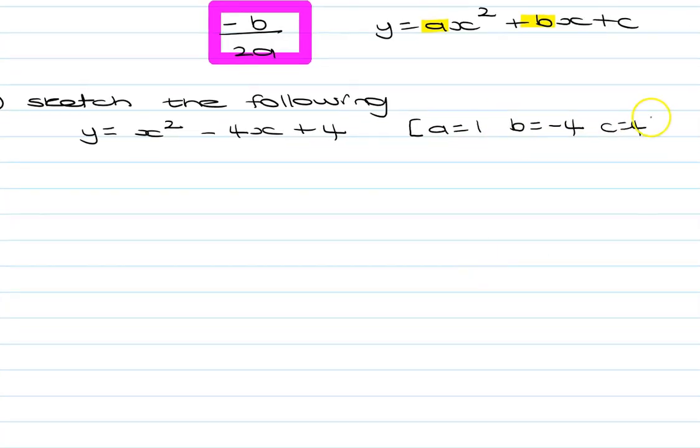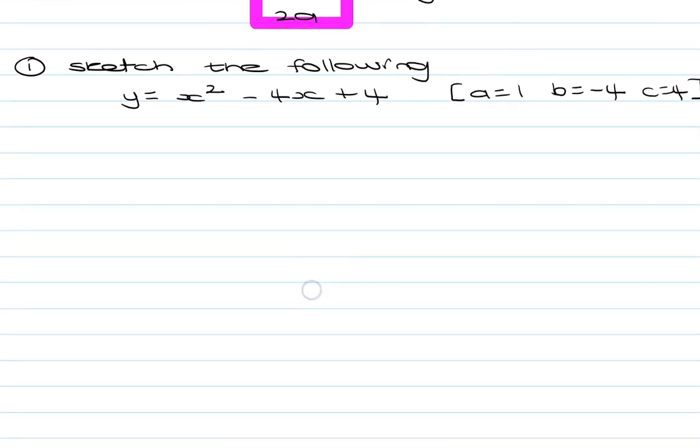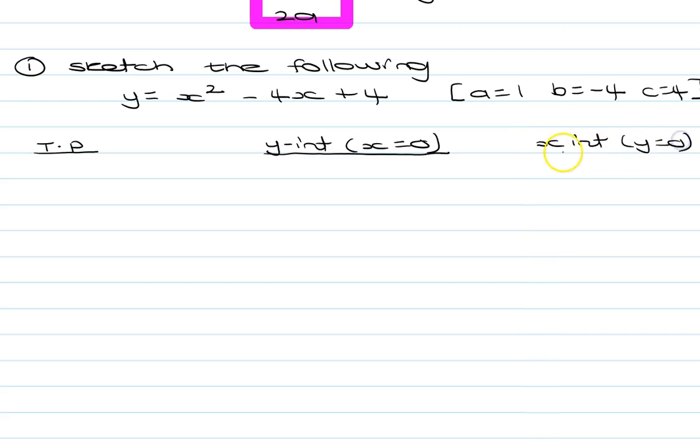Okay, now what I'm going to do is, as I have in all my other videos, if you've watched them, I like to set my working out in headings. So I like to have the turning point at the beginning. Then I look at what the y-intercept is, and I always write how to do that. So that's when x equals 0. And then the final column is the x-intercept, and that's when y equals 0.